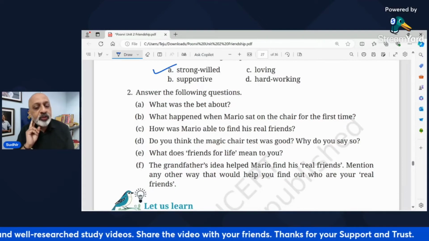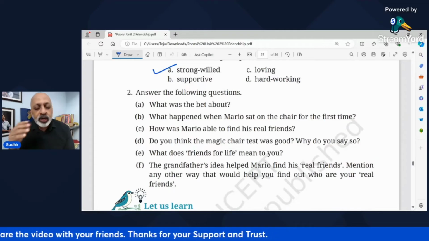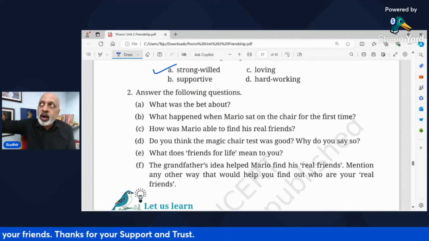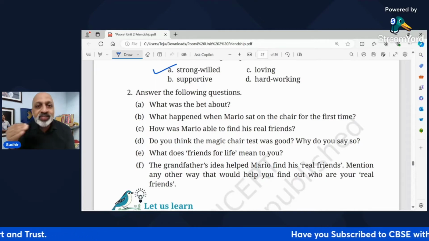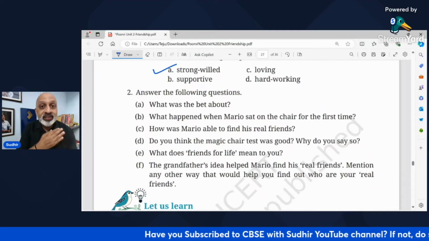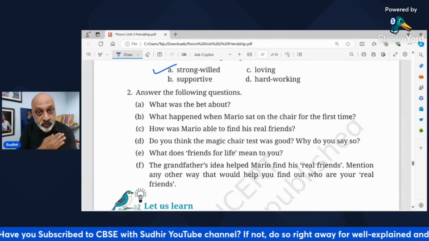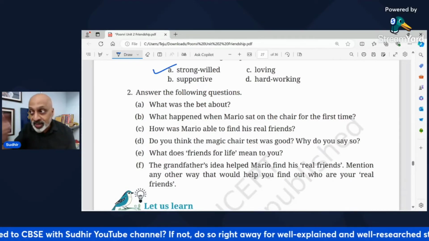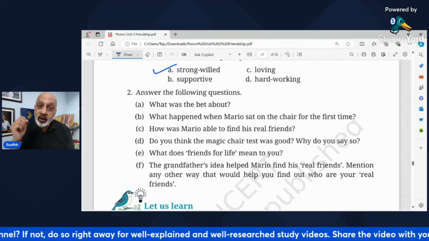What does friends for life mean to you? Friends for life means people who, it doesn't mean that he will be with my friend even when I'm at the age of 70 or 75. It means someone who supports you in times of need, in times when you are in some kind of a problem. When a person supports you, that person deserves to be called a friend for life.